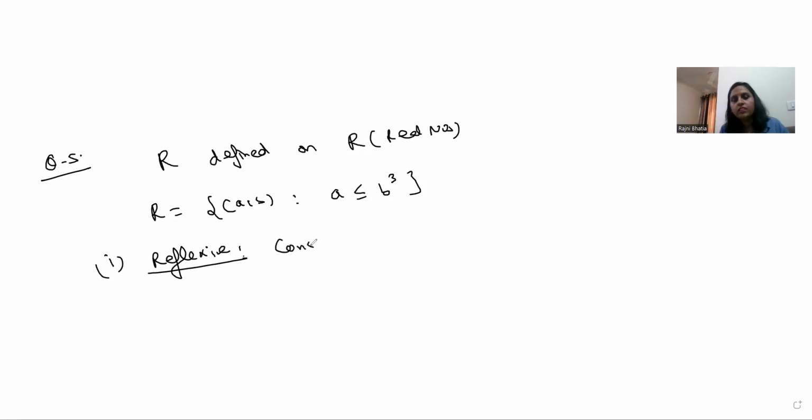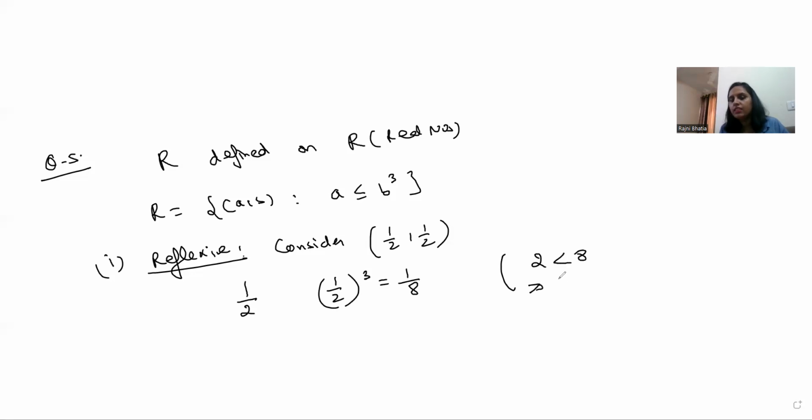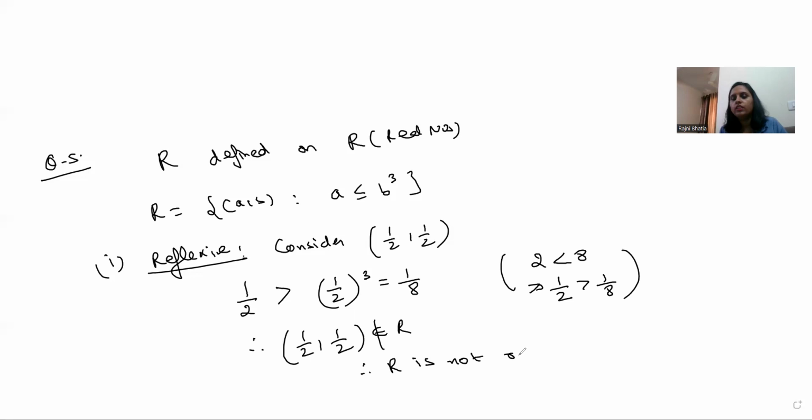So we will write, consider half comma half. Now we need to compare half with the cube of half. The cube of half is 1 by 8. We know that 2 is less than 8. This implies that half is greater than 1 by 8. Means we have found a number which is greater than its cube, and therefore we can say that half comma half does not belong to R, and therefore the relation R is not reflexive.